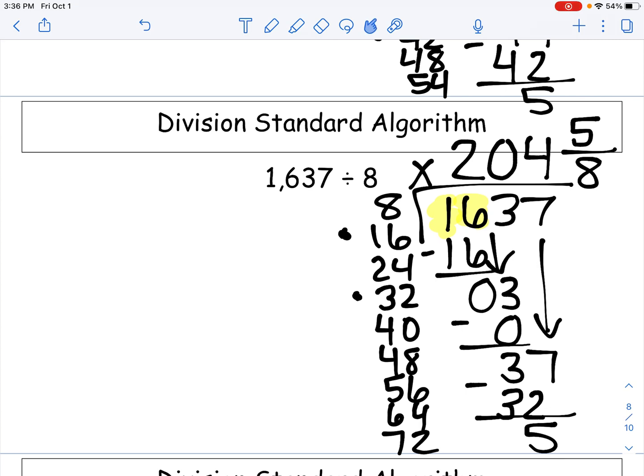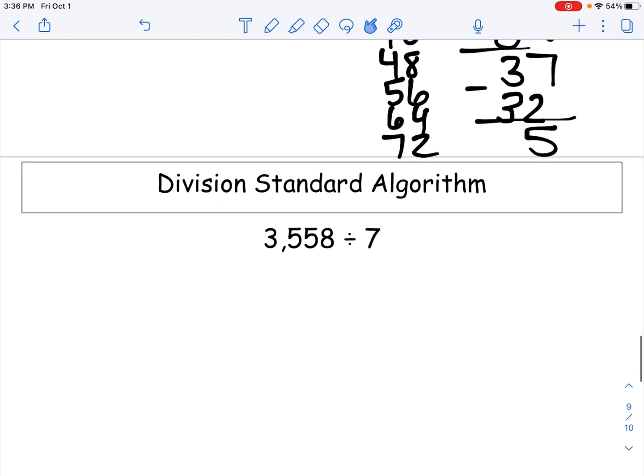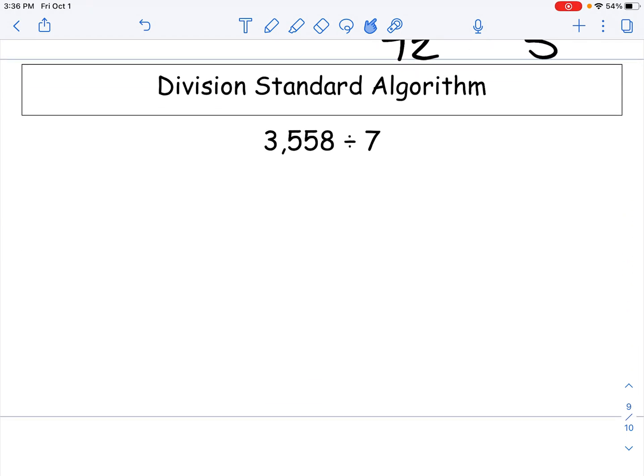So again, you're going to have a 0 in your answer and a remainder today. That's what we're working on. If you want to try this one on your own and check your answer, go for it. If not, get started on your independent practice.